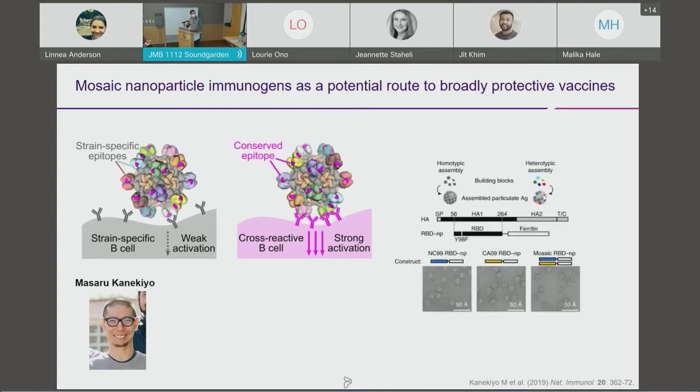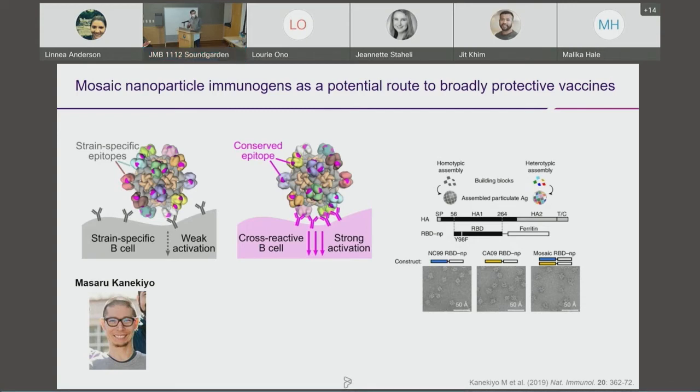So Masaru published this work originally in 2019 using monomeric influenza hemagglutinin receptor binding domains displayed on ferritin. And he did this just by making these genetic fusions. So there's the hemagglutinin RBD, there's the ferritin subunit, and then co-transfecting these into cells. And when you co-transfect them, the ferritin subunits self-assemble with multiple different monomeric antigens on the surface.